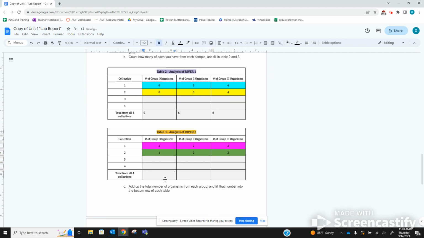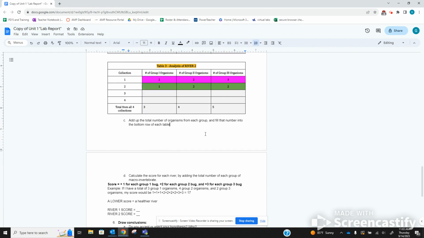Add them up again. Here I've got 3, 4, and 5. So right away, I have an indicator in my head. I see more group 1 organisms, and I know that the group 1 organisms indicate a healthier river because they're really sensitive to pollution. So I feel like maybe river 2 looks healthier in this case. Again, it may not be if that's how your numbers came out. But now I'm going to get a score to say for sure.